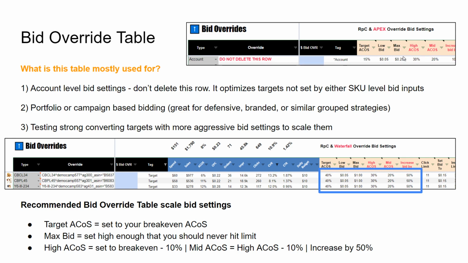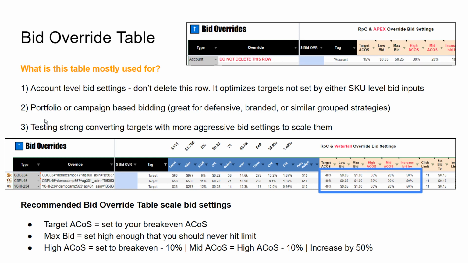So the more common way to use this though is, again, to get high-performing targets, high-performing portfolios, high-performing campaigns. You can group them up different ways, but get those things on the bid override table, and we go over in other videos how to actually do that, and I'm going to go into a few more examples on the next video, so check that out. But just know that portfolio bidding is really great, especially for defensive, branded, or if you have similar grouped strategic based campaigns. It's real easy to just put the portfolio on there and then set some more aggressive bid override settings for those.